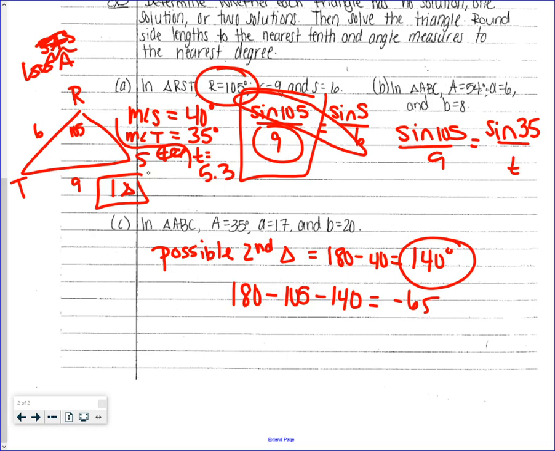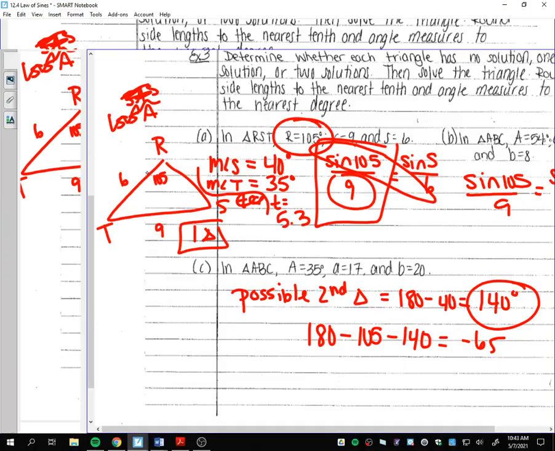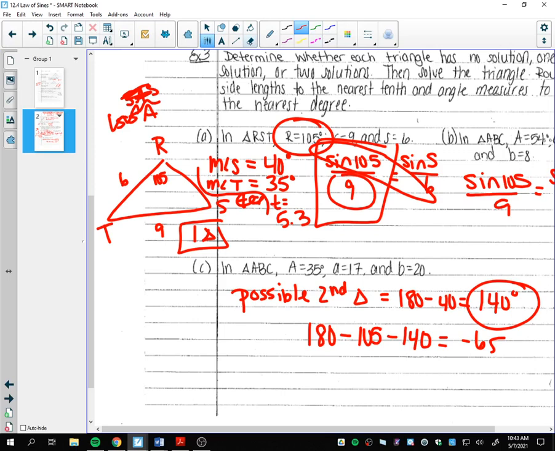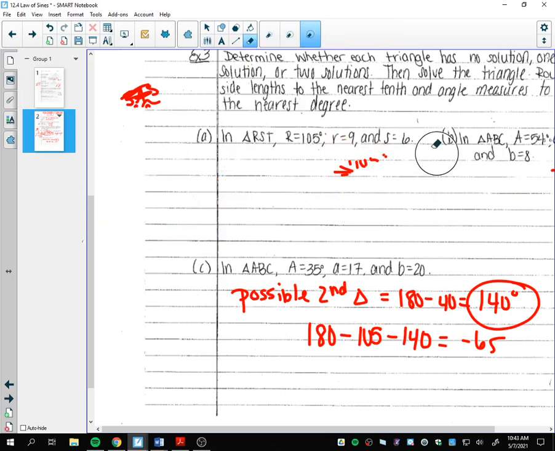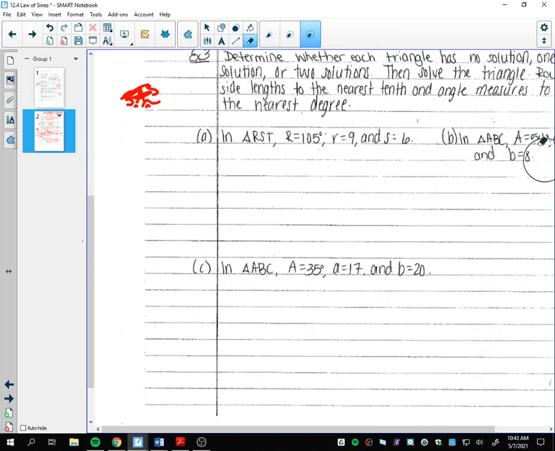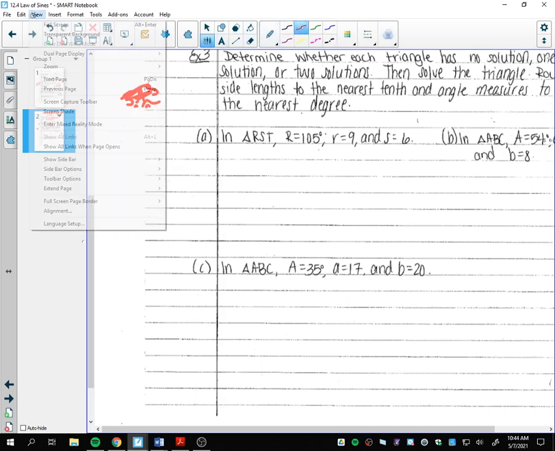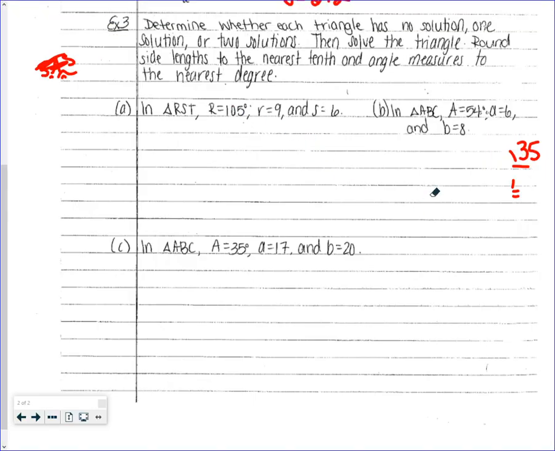All right, I'm going to erase this. So we're going to draw another triangle. You should have plenty of room. I just didn't. Okay. Oh, darn it. All right, it's fine.